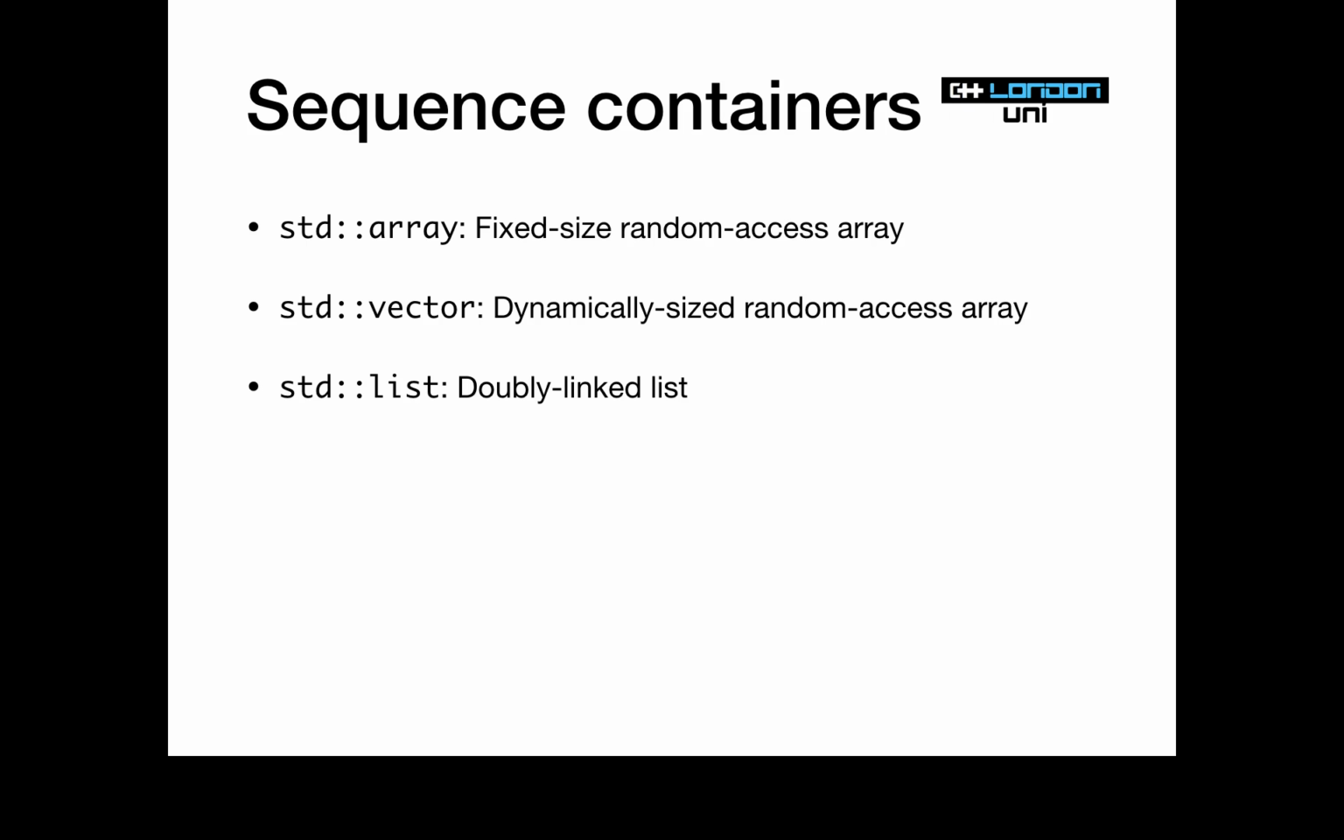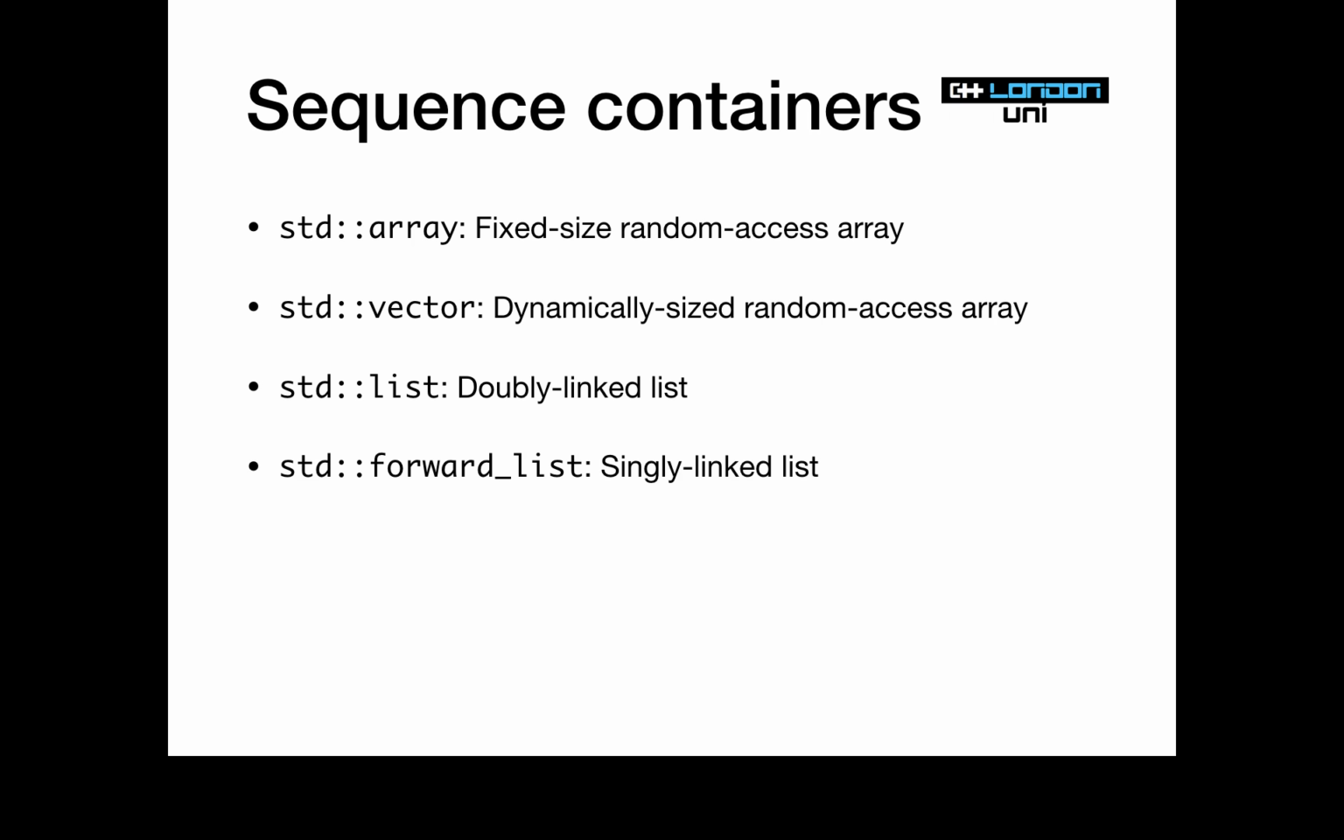So array and vector, a particular vector, is what you should be using most of the time. We also have standard list, which is a doubly linked list. Last week I went over a bit exactly what a linked list is and the difference between a vector, an array type, and a linked list. So if you want to know all about postmen delivering letters, go and watch the video from last week.